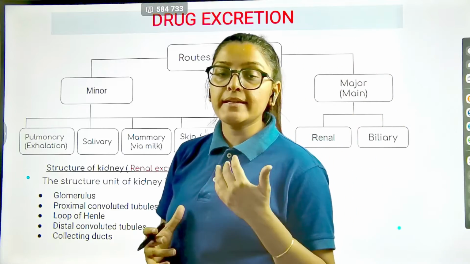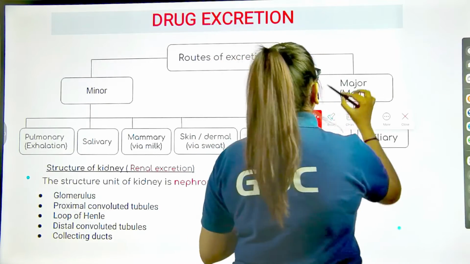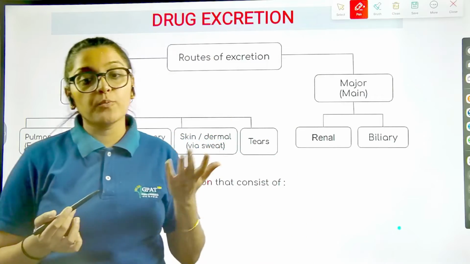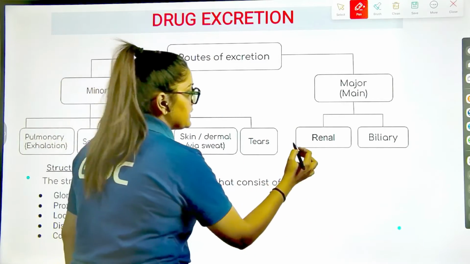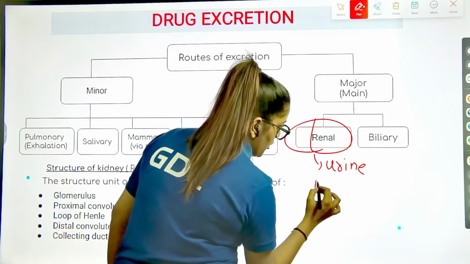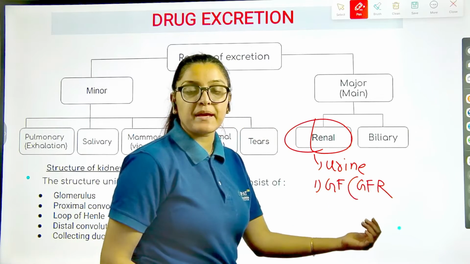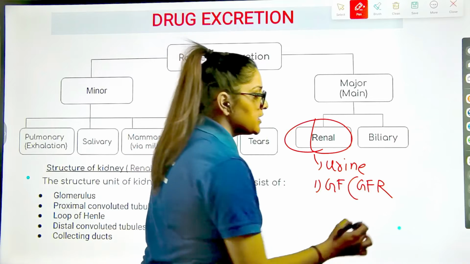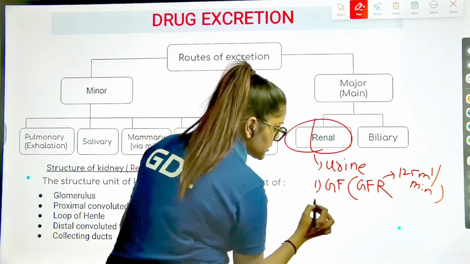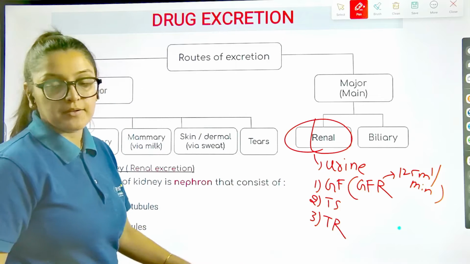In all these different routes the mechanism is slightly different. In some it can be passive diffusion, in some it can be active secretion or glomerular filtration. Majorly in the kidneys, in renal excretion, the urine formation steps begin with glomerular filtration, which indicates your GFR, the glomerular filtration rate, that is around 125 ml per minute. That is one important piece of information. Second, we have tubular secretion and tubular reabsorption.